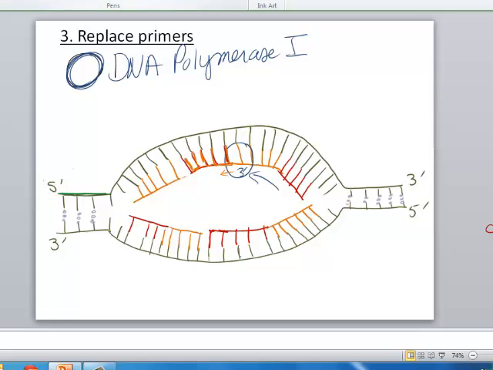Oh, I need a black pen. So we have a gap.